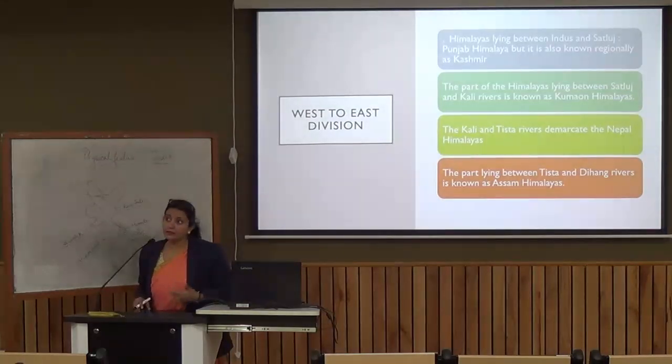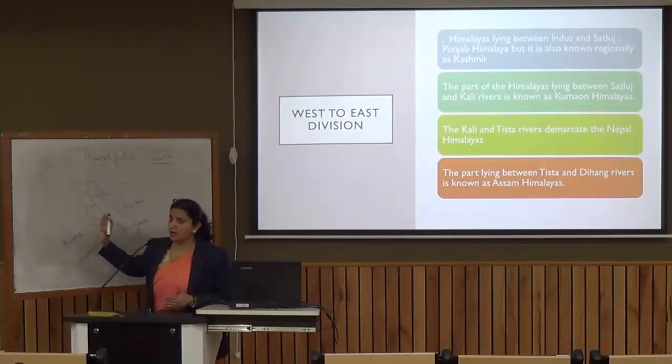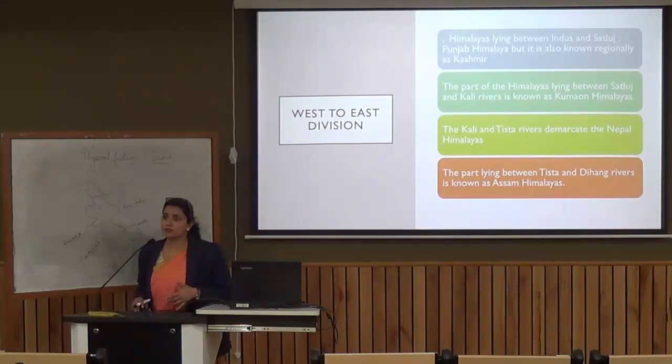We have another division of the Himalayas. This division is based on the rivers and is also called the west to east division, because we are naming the mountain ranges from the west direction to the east direction. We call it a regional division also because the names of the mountain ranges are given on the basis of different regions. Let's understand the regional division.